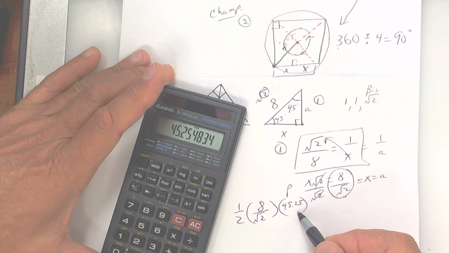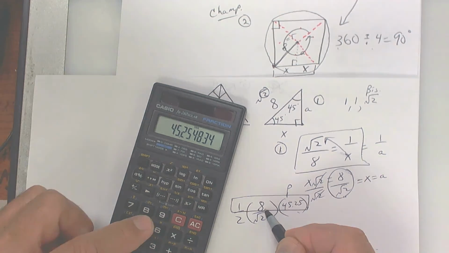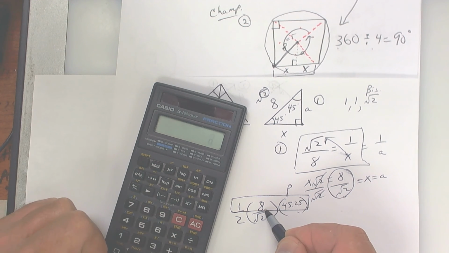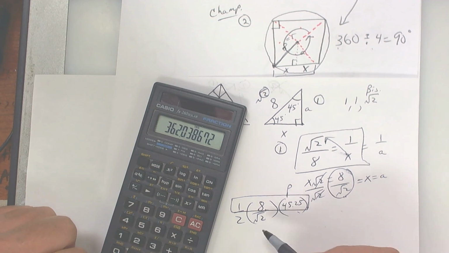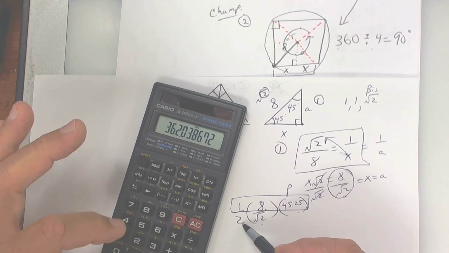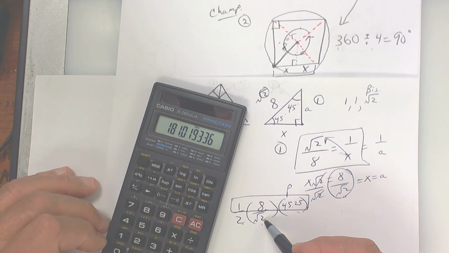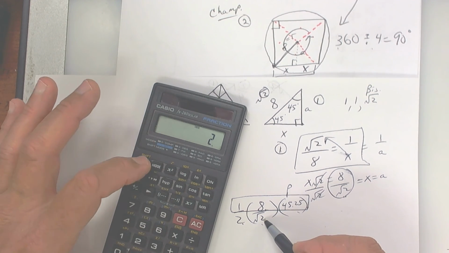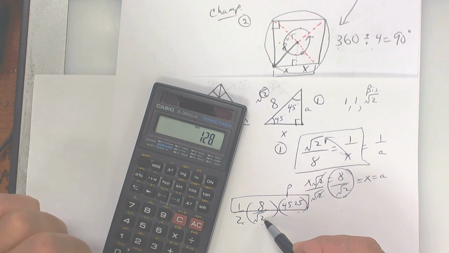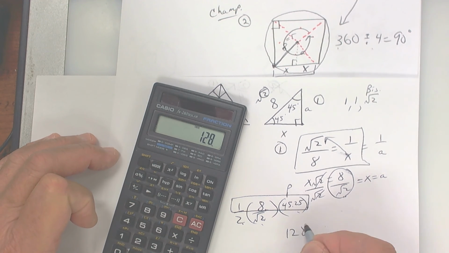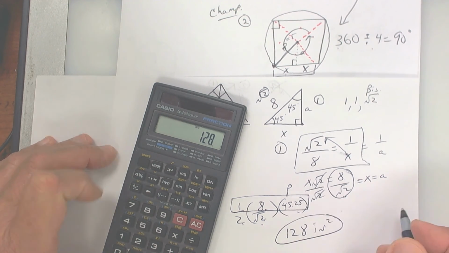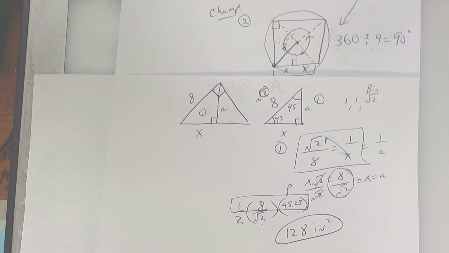Since you already have this on here, we're going to go ahead now and do the top numbers. So we're going to multiply by 8, press equals, all right, and then divide by 2, press equals, and then divide by 2, shift, square root, press equals, and I get 128 square inches on this one. And again, this is called the champ problem here, and that's how you do it.